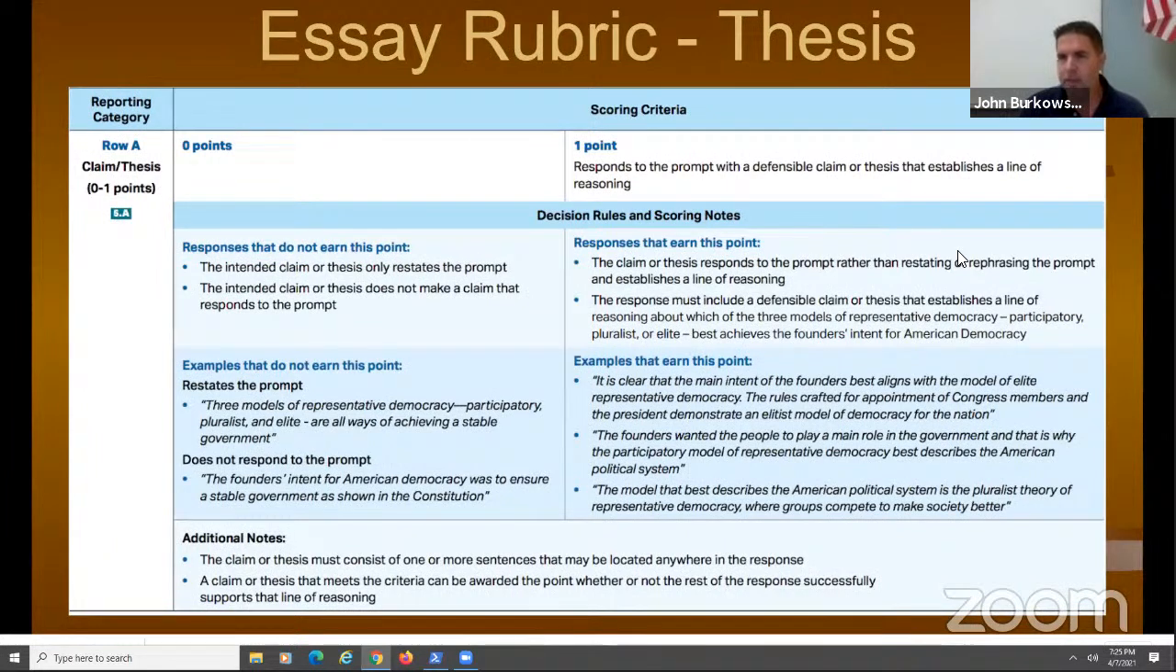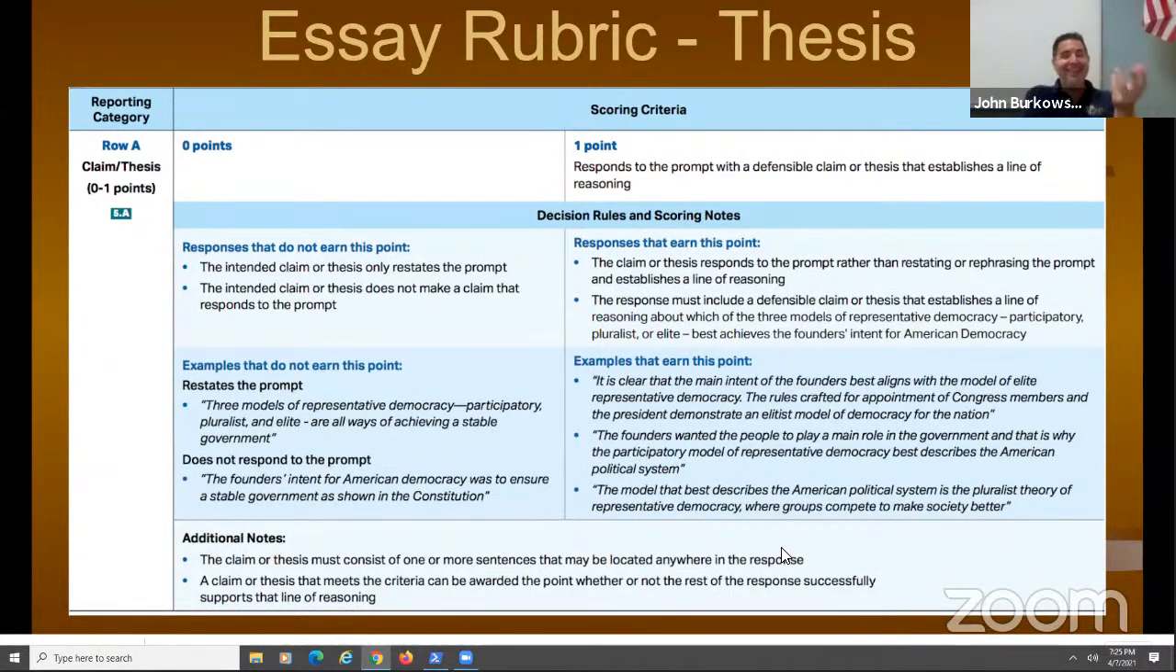There's a couple of conditions here. It can't just restate or rephrase the prompt, and it has to have a claim or thesis that establishes a line of reasoning. This is more particular to this prompt, but look down here. The claim or thesis must consist of one or more sentences that may be located anywhere in the response.